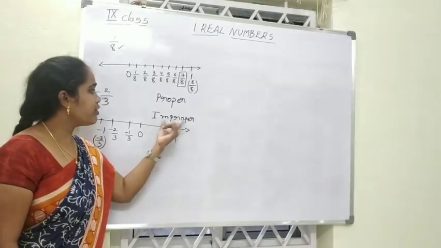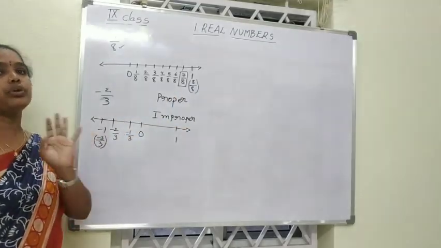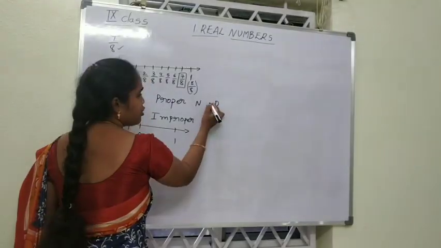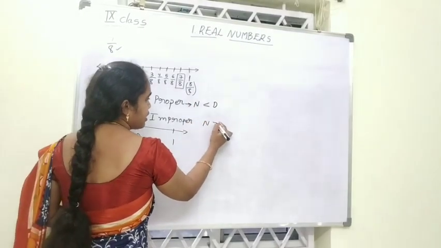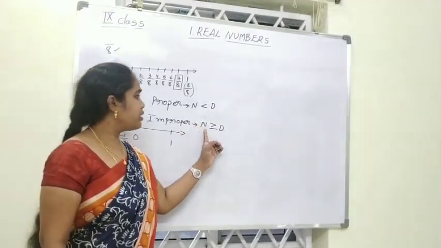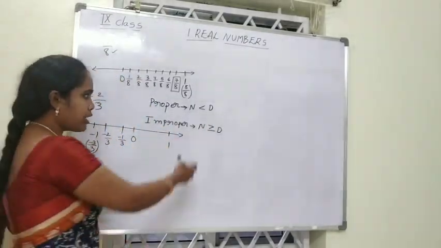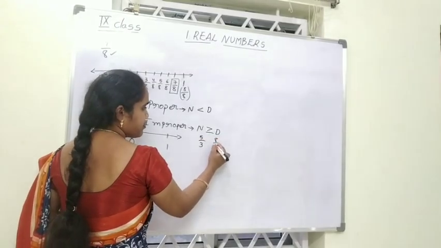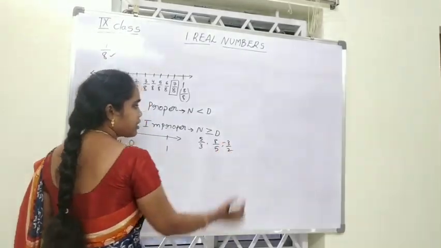Okay. Now improper fractions, how to represent on the number line. Improper means numerator is greater than denominator. Numerator n, denominator d. Numerator is less than denominator, those are proper. Numerator is greater than or equal to denominator, those are improper. That means numerator either equal to denominator or greater than denominator. So examples, what are examples? 5 by 3, 8 by 5, 3 by 2. Negative also we can write, no problem.